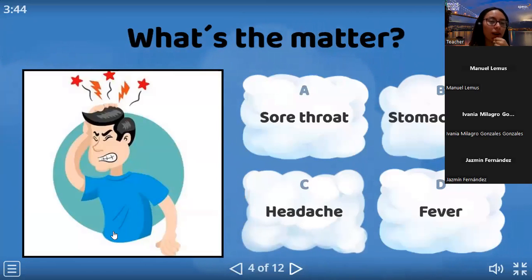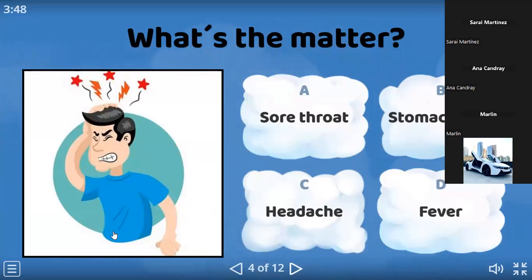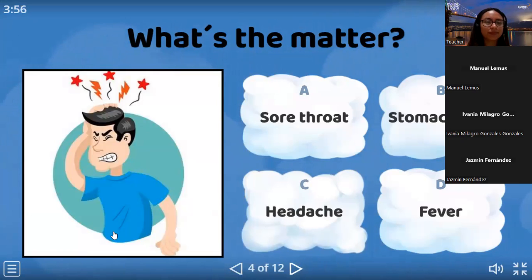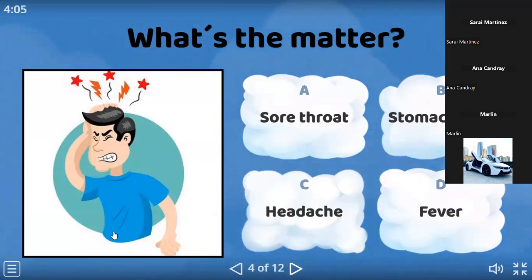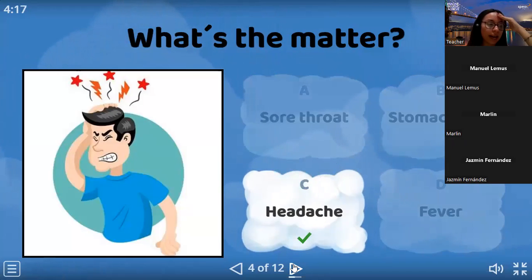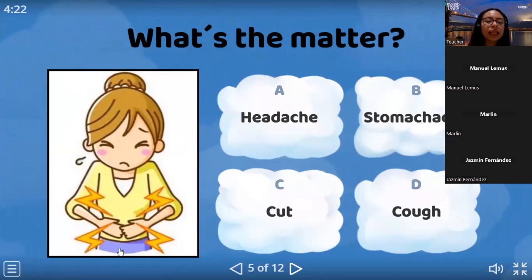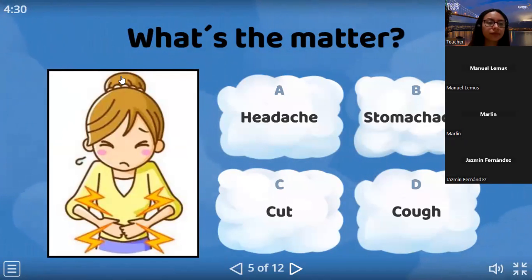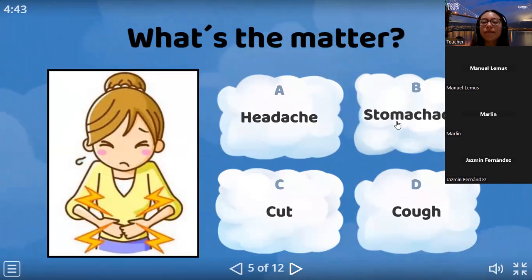Now, number four, this one is for, let's see. Juan Antonio, what's the matter? Look at the picture. What is the matter? Juan Antonio, what do you think? Okay, let me ask Marlene, what's the matter, Marlene? Letter C, headache. Headache, very good. That is correct. A headache, right? Now, look at this one. Let's go with Jasmine. What do you think, Jasmine? What's the matter? Stomach. Very good, a stomachache.